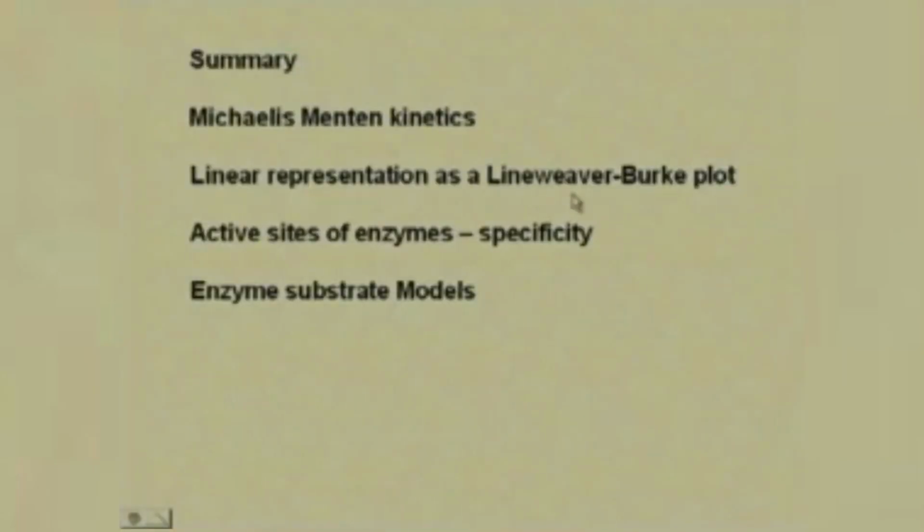We looked at a linear representation as a Lineweaver-Burke plot. What is this Lineweaver-Burke plot? It tells us how we can calculate Vmax. From Vmax, what can we get? We can get K2. That means we can get Kcat, and we can also get Km. So Kcat and Km will tell us what? It will give us an idea about the catalytic efficiency of our enzyme.